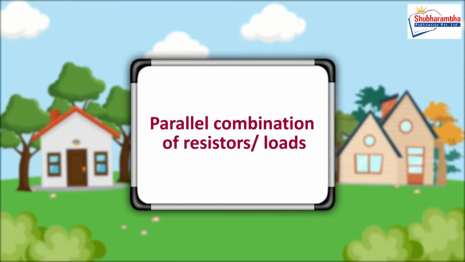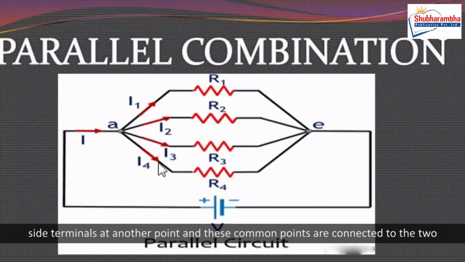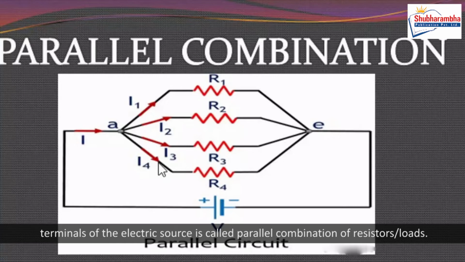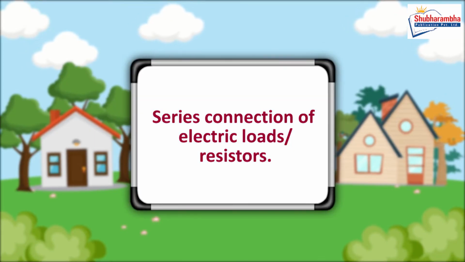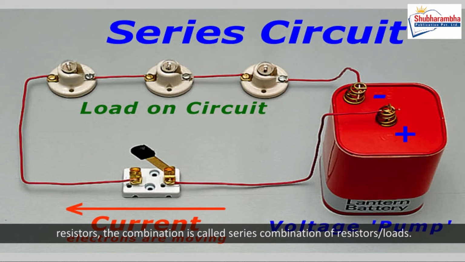Parallel combination of resistors or loads. If the resistors are connected with their one side terminals at a common point and other side terminals at another point, and these common points are connected to the two terminals of the electric source, it is called a parallel combination of resistors or loads. Series connection of electric loads or resistors. If the resistors are connected end to end such that the same current flows through all the resistors, the combination is called a series combination of resistors or loads.